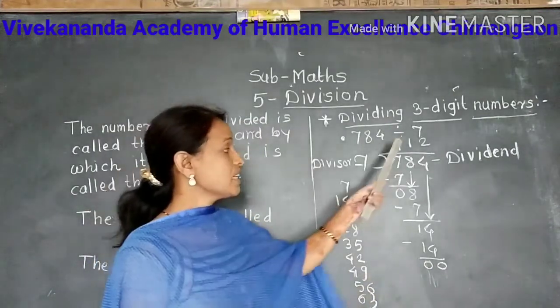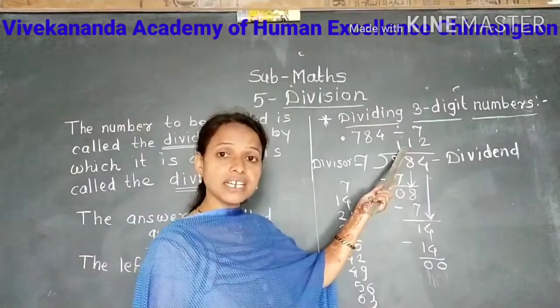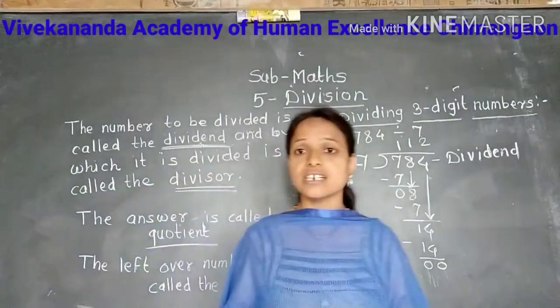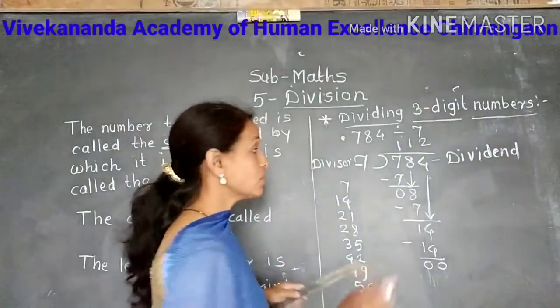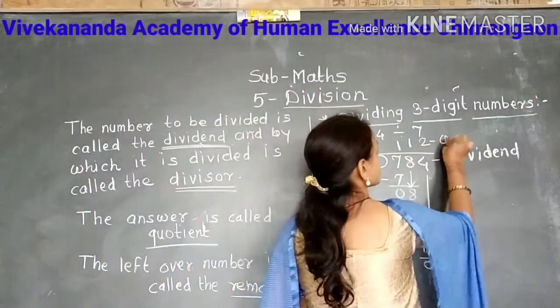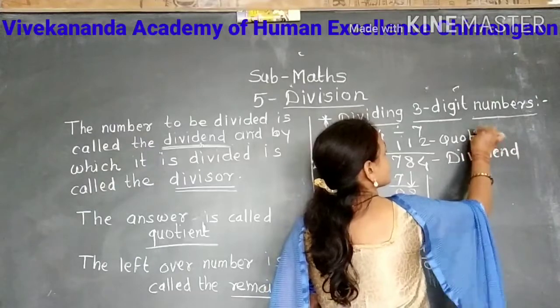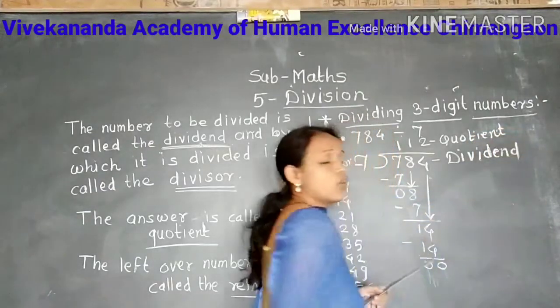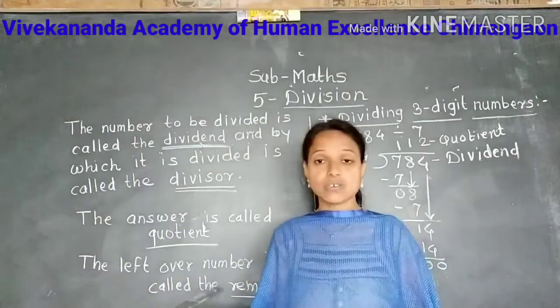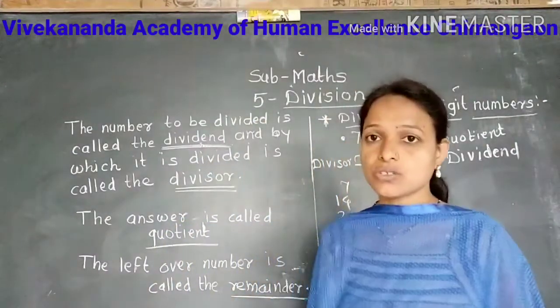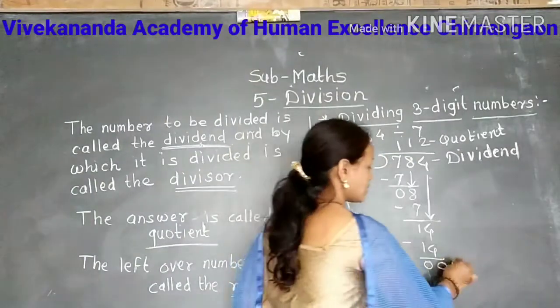Look here. Here we get the answer 112. And the answer is called the quotient. So 112 is the quotient. And the leftover number is 0. The leftover number is called the remainder. So 0 is the remainder.